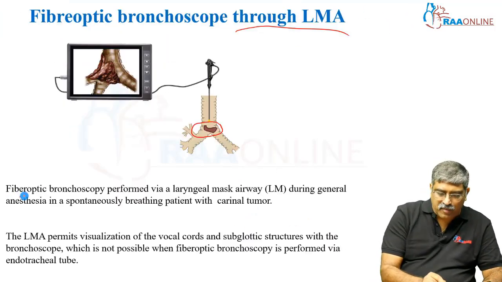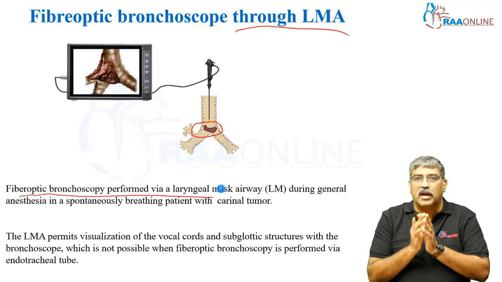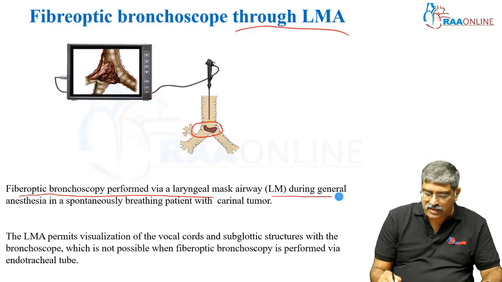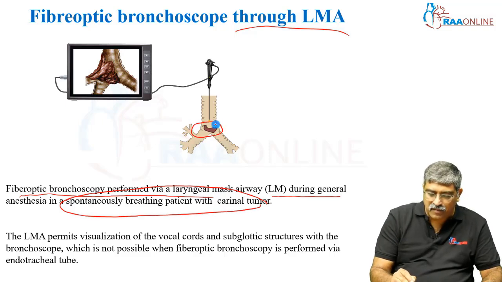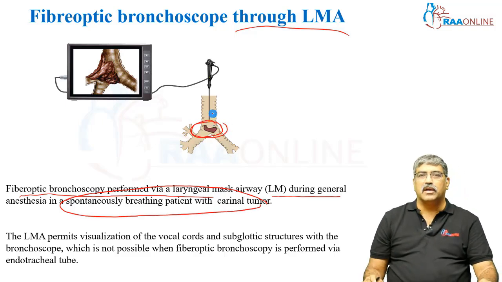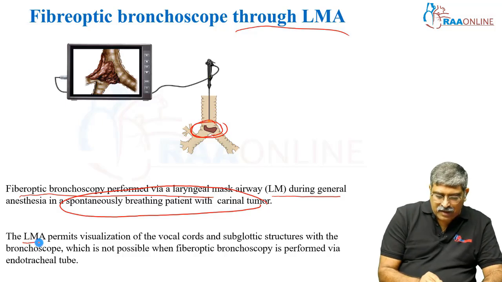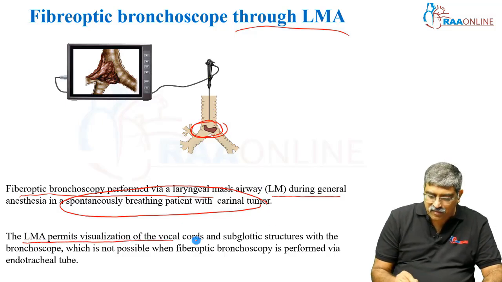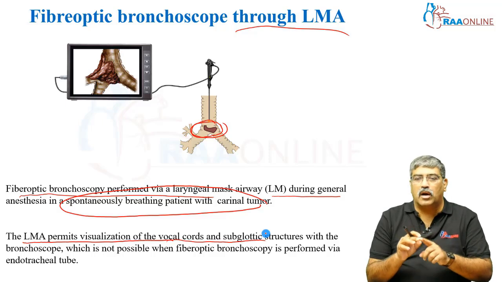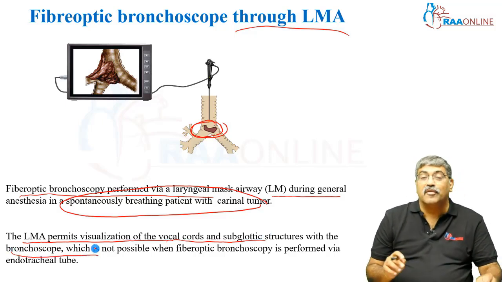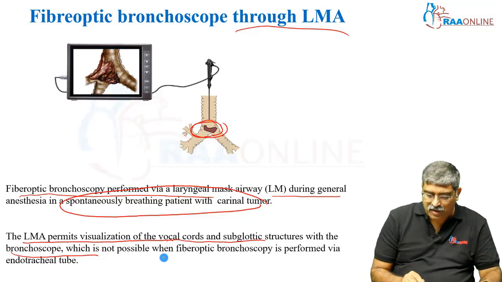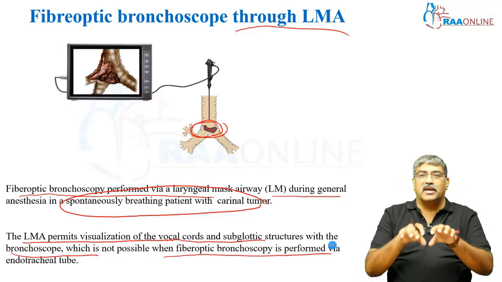Here the fiber optic bronchoscope is performed via laryngeal mask airway during general anesthesia in a spontaneously breathing patient with carinal tumor. Here the laryngeal mask airway permits the visualization of the vocal cord and subglottic structures with the bronchoscope, which is not possible when the fiber optic bronchoscope is passed via an endotracheal tube.